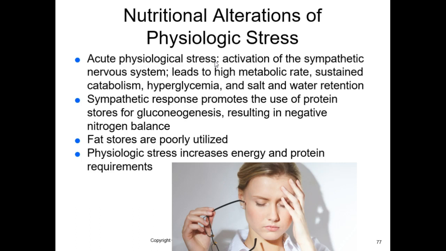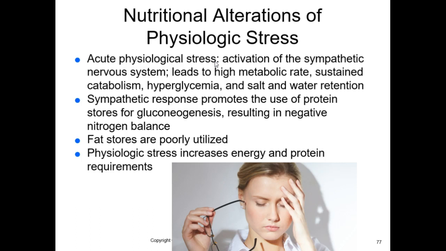Sustained catabolism. You've got a high metabolic rate, you're going to be breaking yourself down, not necessarily for the food you eat. Hyperglycemia, your blood sugar level is probably high, which means it's going to be a little pro-inflammatory. Salt and water retention.